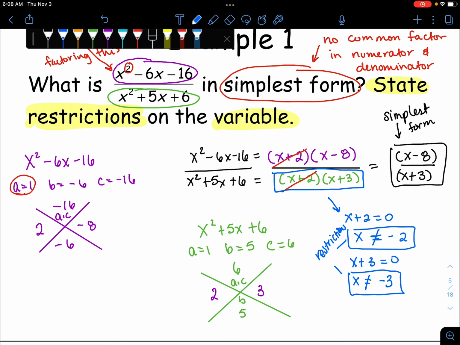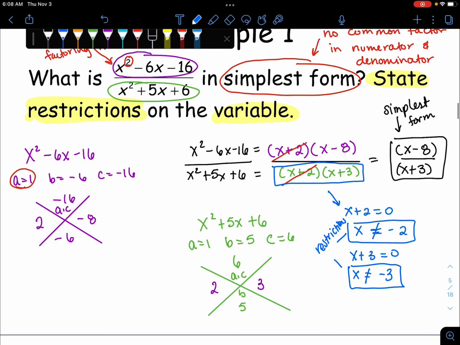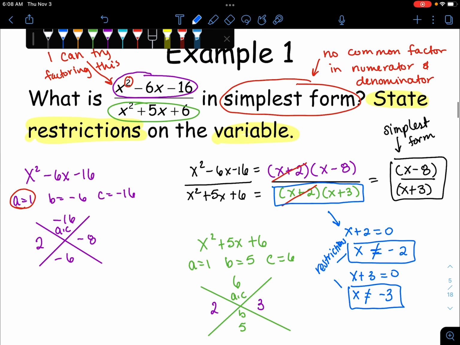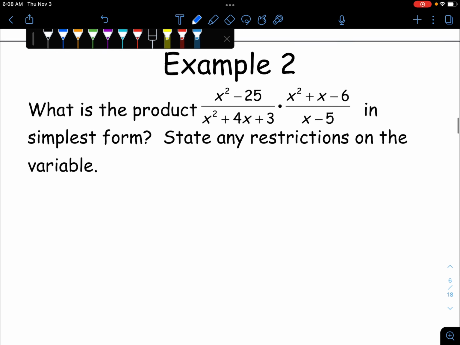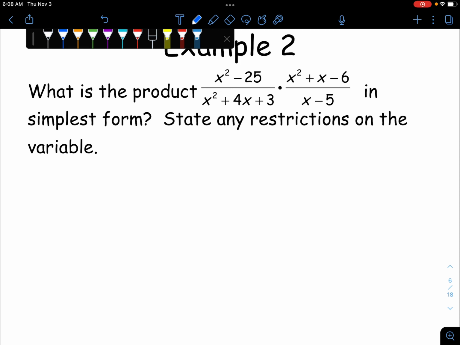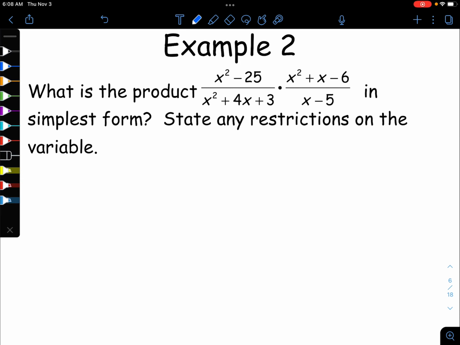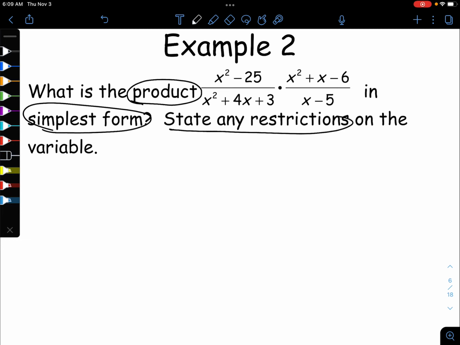Okay, so that's the first example. Let's go to the next one. So it's basically just a lot of factoring. So here's example 2. I would probably pause it so you could write it. Write the question first and then follow along. But I'm gonna keep going. Now it's asking for the product, in simplest form, and also again state any restrictions.